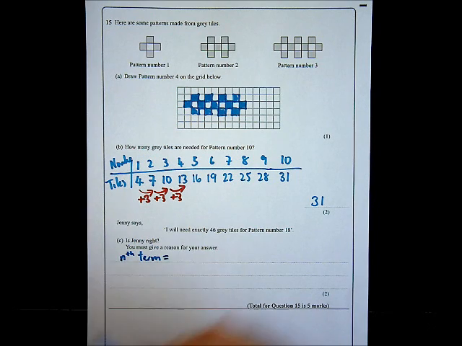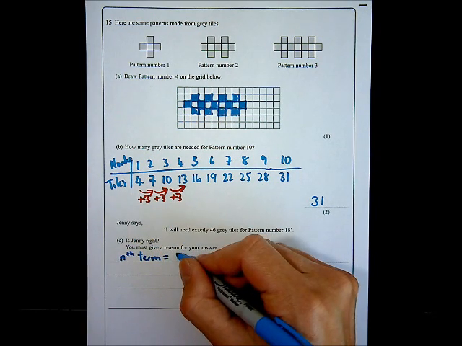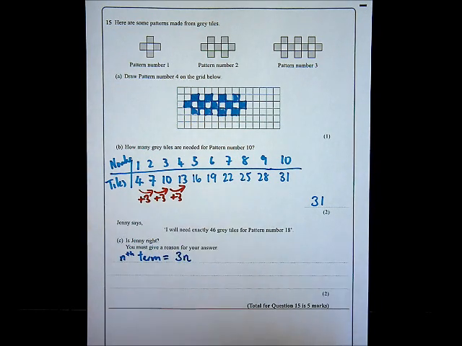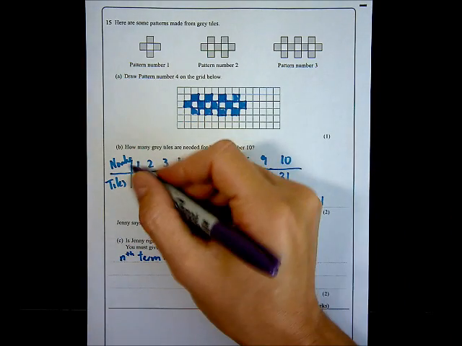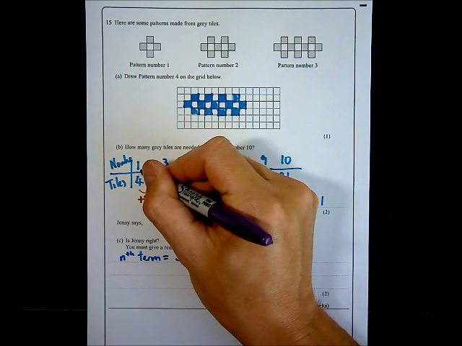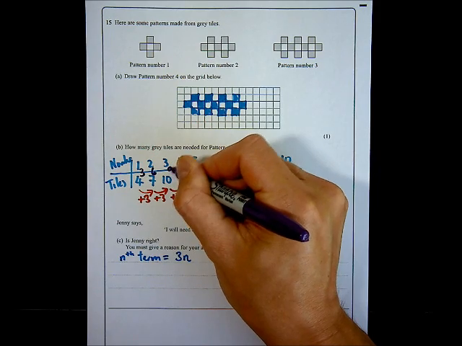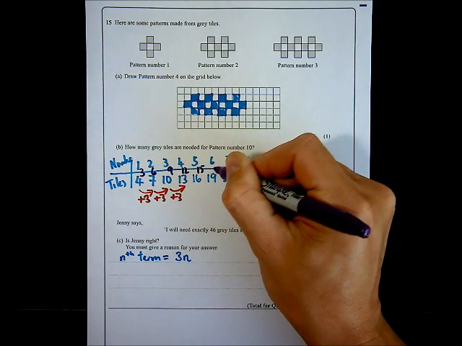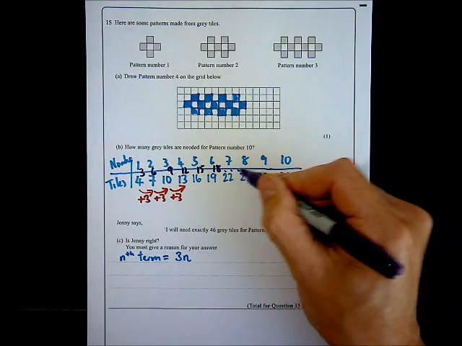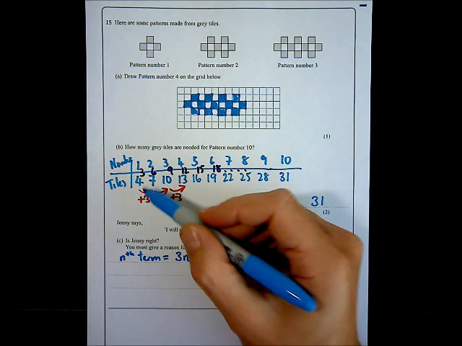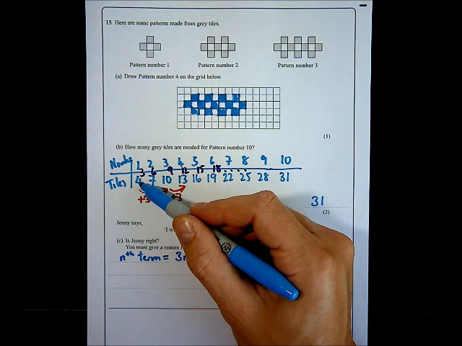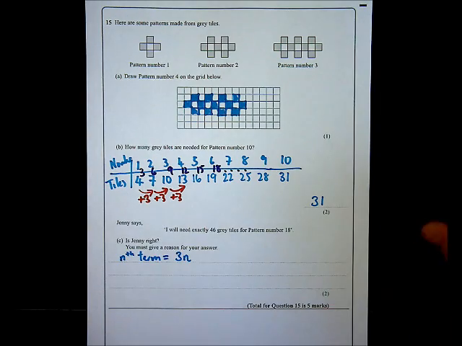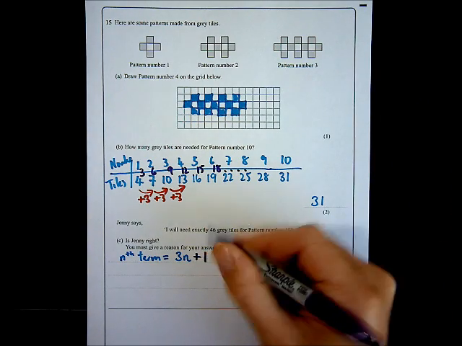So my nth term is going to be what my sequence goes up in, which is 3, so that's going to be the 3 times table. And if I wrote the 3 times table next to my sequence, 3, 6, 9, 12, 15, 18, and so on, I should be able to see that to get from my 3 times table to the sequence, I need to add on 1. So my nth term is 3n, add 1.